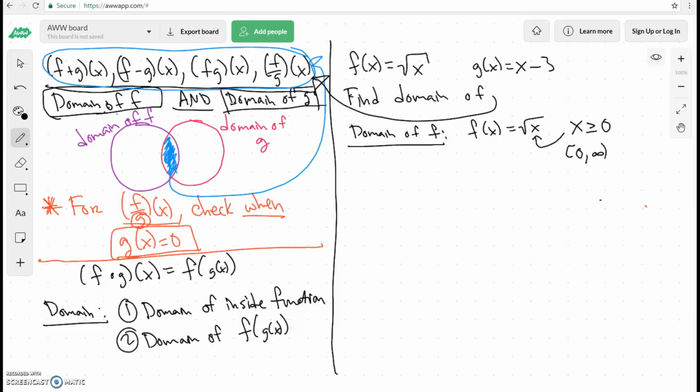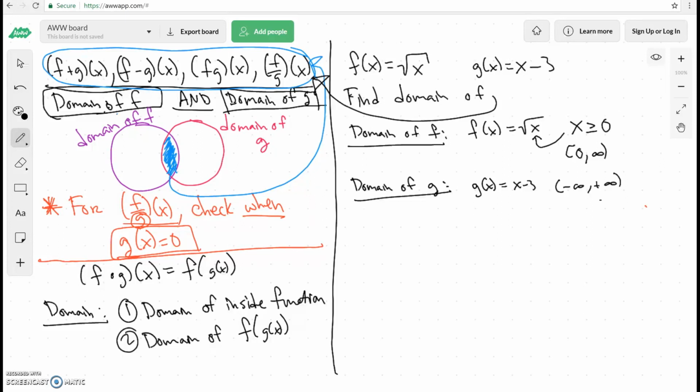Okay? Now we need to figure out what is going to be the domain of g. And the domain of g, well, we know that g of x is equal to x minus 3. Well, x minus 3 is just a polynomial. And remember that polynomials all have a domain of all real numbers. So here, this one's really easy. The domain is just negative infinity to positive infinity. Okay, so that's what we have.